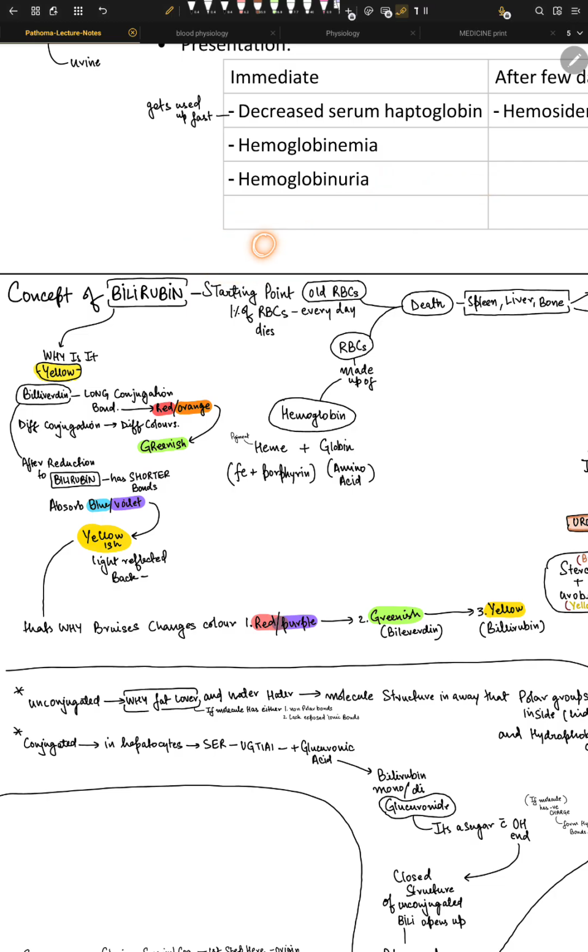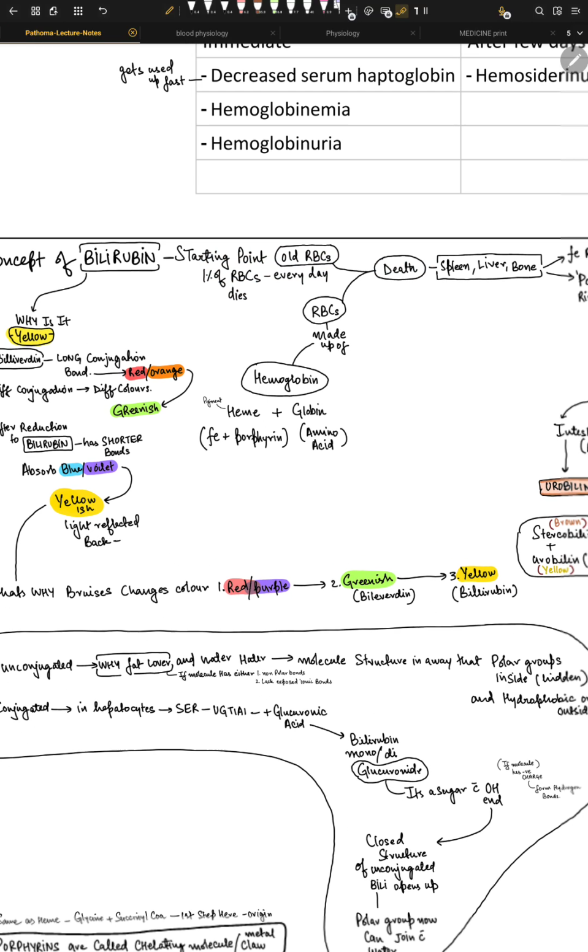Another thing is that their size is around 3 micron, and that leads to them being able to travel in small arteries. So that's very important as well. The starting point is that old RBCs die off, and 1% of RBCs die every day. And when old RBCs die, it leads to their death, of course.